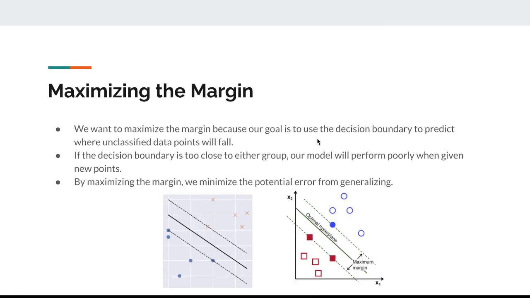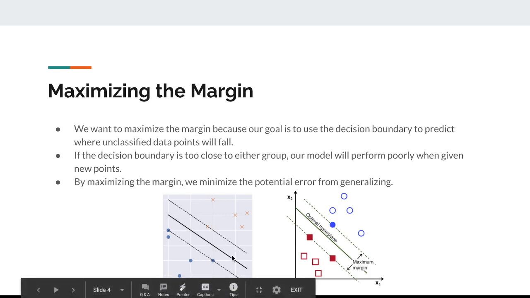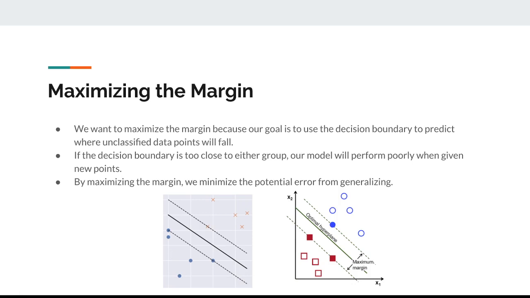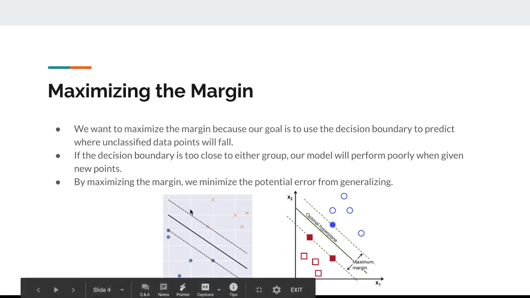So if we want to maximize the margin, since our goal is to use this decision boundary to predict where unclassified data points would fall. For example, if I add a new data point right here, will this be a blue or yellow class? Since it's on the bottom side of this line, our SVM will predict that this new point is going to be part of the blue class. So this is the goal of an SVM, to make some sort of separation where we can add new points and predict based on our decision boundary.